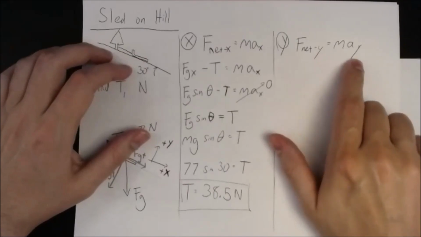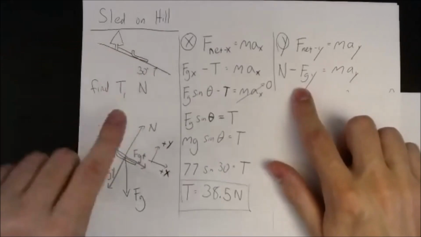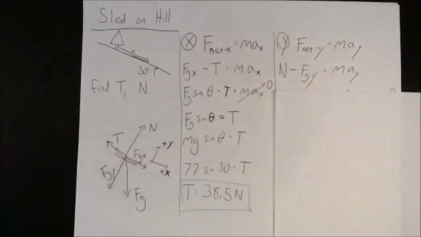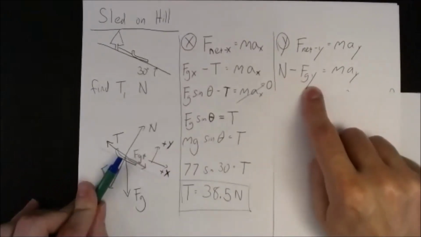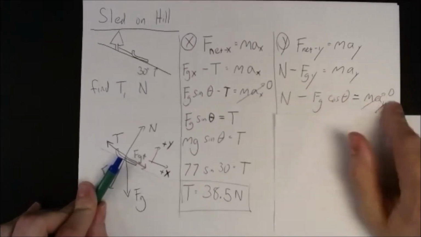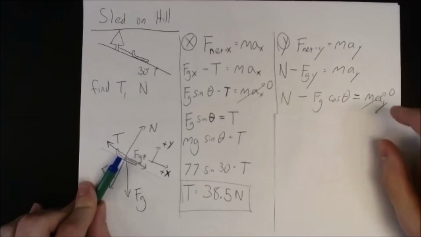We can do the exact same thing in the y direction. F net y is equal to MAY. The y forces are going to be the normal force right there, minus the y component of gravity right there, normal minus y component of gravity is equal to MAY. AY is 0 again for the exact same reason. We don't expect this sled to be moving.